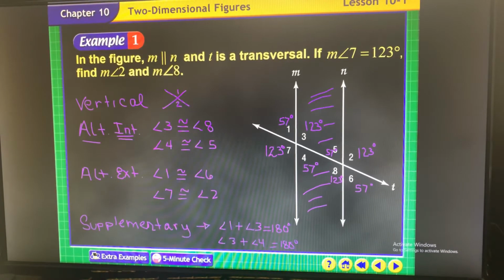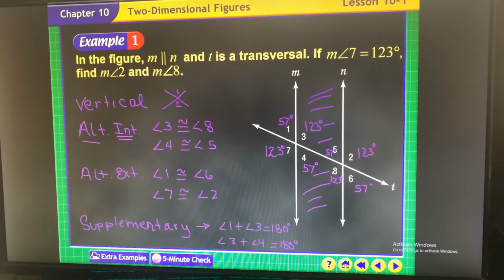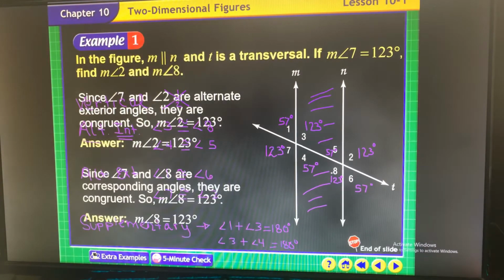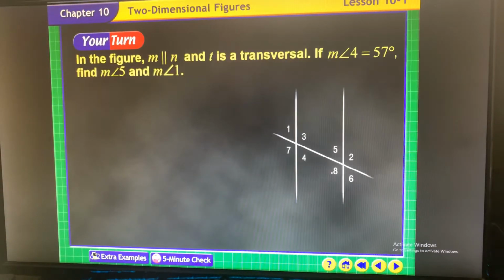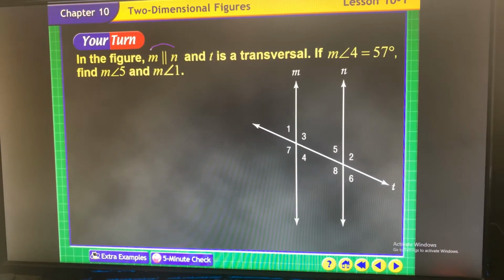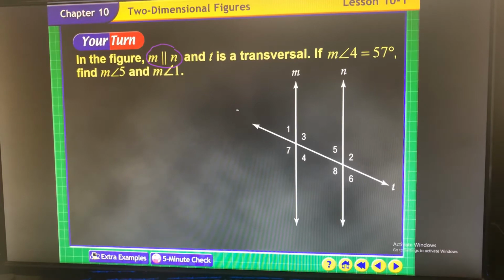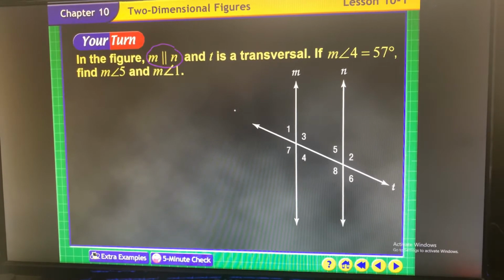So supplementary simply means two angles, when added together, create a straight line, create 180 degrees. Okay? So just move on. Again, it has to tell you that they're parallel, which it does. The line M is parallel to line N, and T is our transversal. It tells you the measurement of angle 4, which is 57 degrees. Now you should be able to tell me everything else.